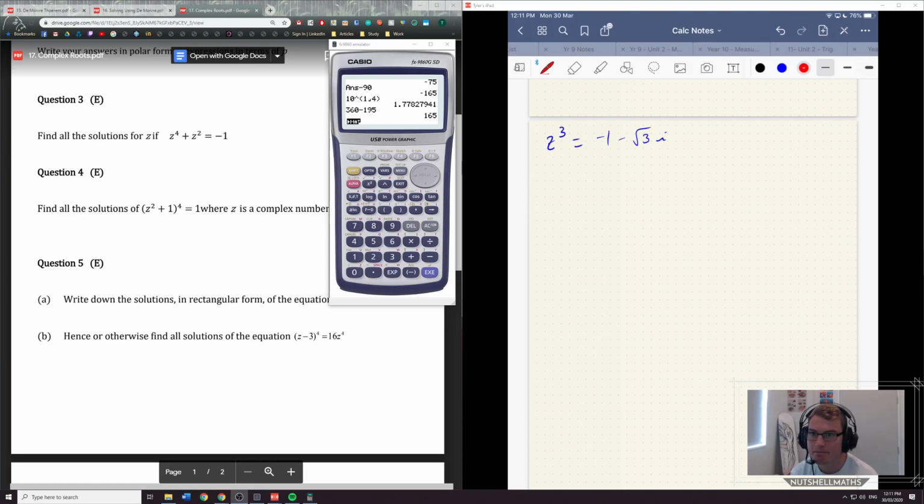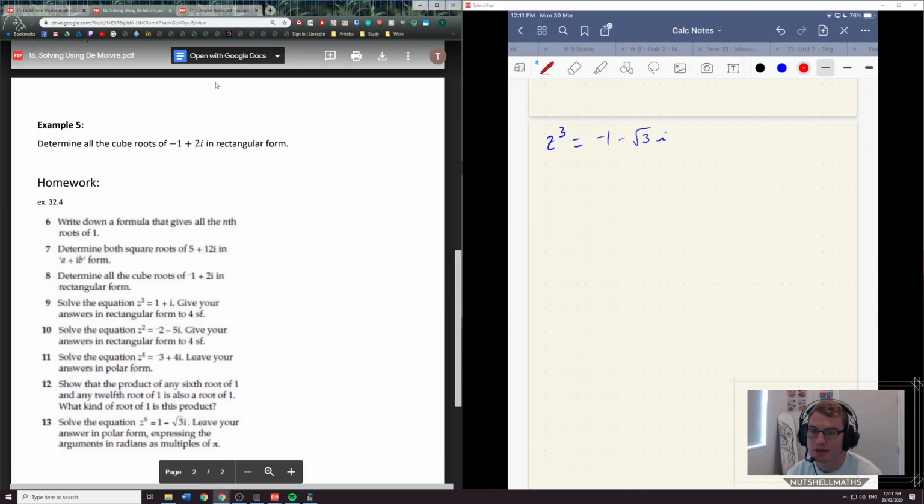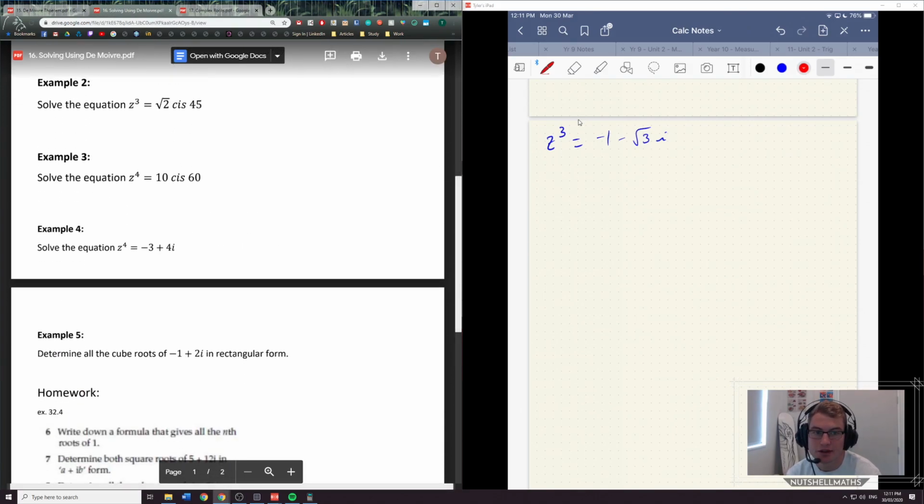Cool, we're happy. I'll post the answers on Google Classroom shortly over the next couple of days. But more importantly, please tackle this example 4 and 5. Just 3 questions. You could do them now, it'll take you 15 minutes.